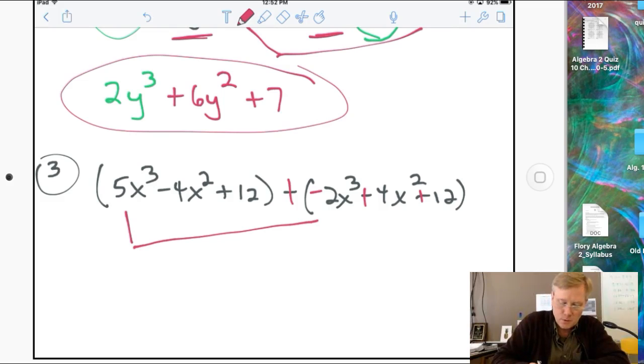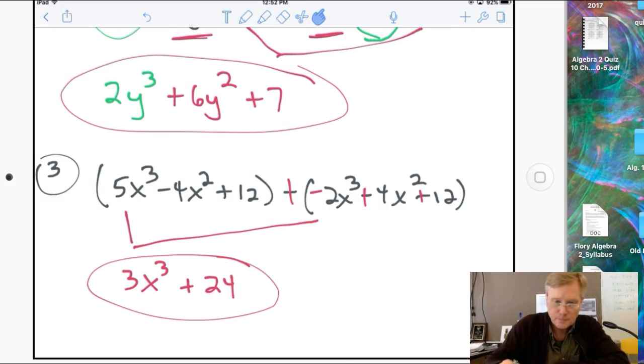5 plus negative 2 is 3x to the third. Don't change the exponents. Negative 4x squared plus 4x squared is 0. I'm not going to put a plus 0, you could. And 12 plus 12 is 24, which means that's the answer.